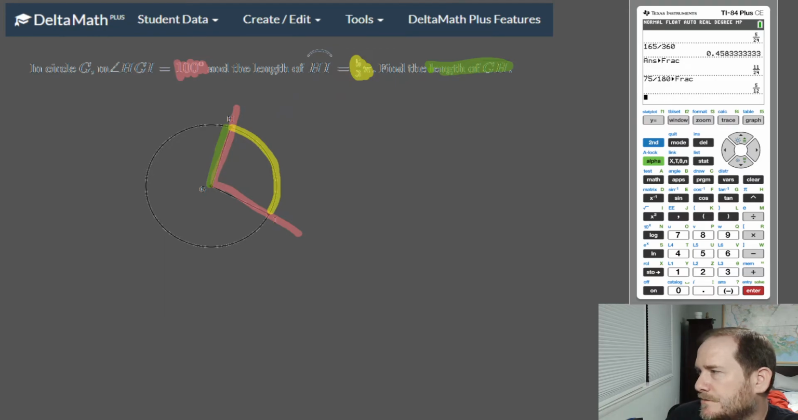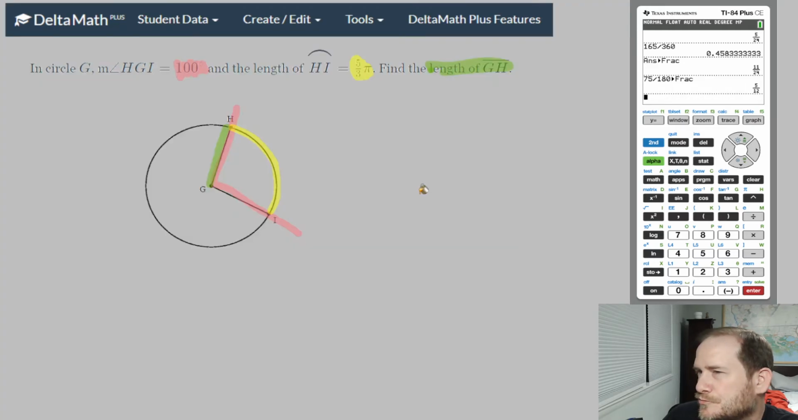Too dark. Meh, I can do that. I'm just changing the background color so that the yellow shows up a little better. But anyway, what's the yellow? It's this arc length. It's 5 pi over 3. And the angle is 100 degrees. And of course the green is the radius.